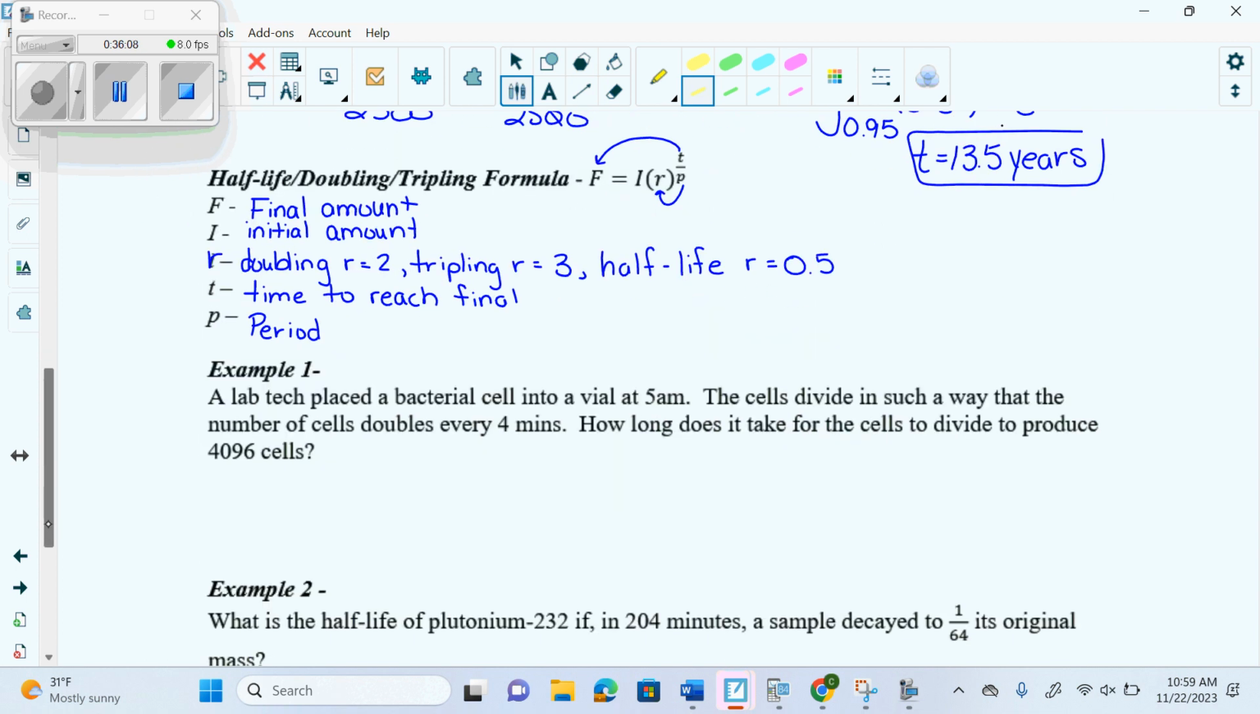So here we have a lab tech placed a bacterial cell. What does that mean? 1. What is 1? Single. That's the definition of 1, but what letter is 1? Oh. I. Yeah. So I is 1 into a vial at 5 a.m. The cell divides in such a way that the number of cells doubles every 4 minutes. What did that give me? So R is 2 because I went from 100% to 200%. And then T or P?